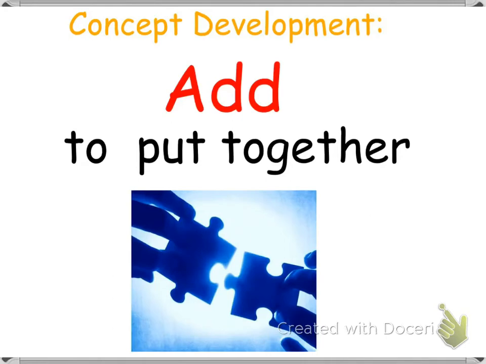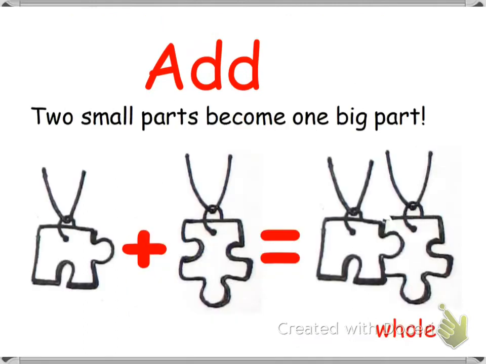So, first let's review a few things about what it means to add. That's super important that you know what that means whenever you're doing a number sentence. Whenever you add, that means you're putting things together. You're putting the two parts together. You can picture two puzzle pieces, each puzzle piece being a part. Whenever you put both of those puzzle pieces together, that makes your whole. Adding is two small parts that become one big part.